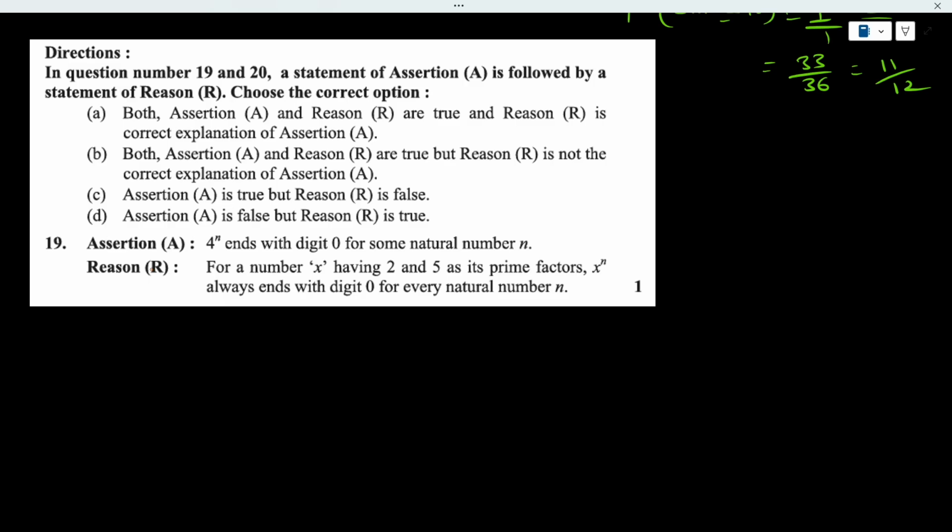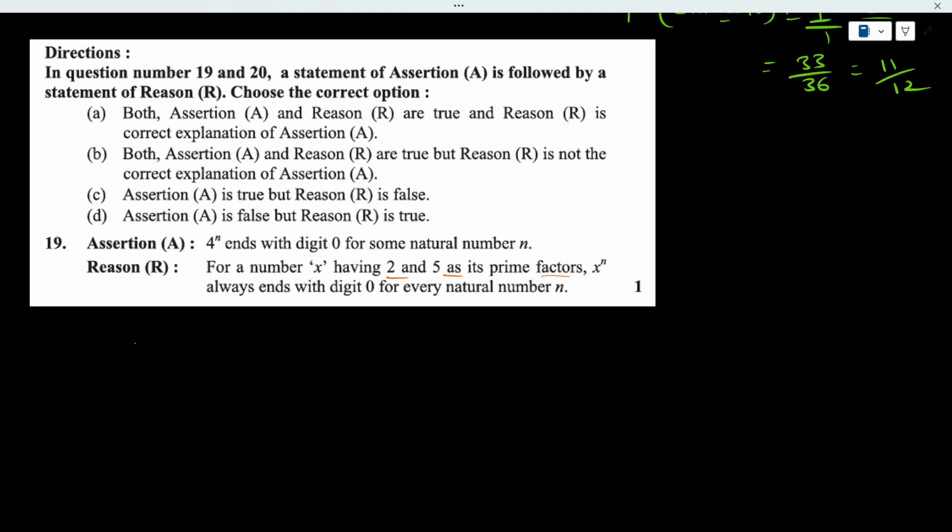So what is given here in assertion? 4 to the power n ends with 0 for some natural number n, and reason is given for any number x having 2 and 5 as the prime factors, x to the power n always ends with 0, right? So you know that this reason is true. If I get 0 in the units place, the factors of the number should be 2 and 5, not either one.